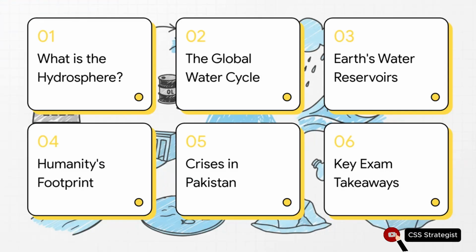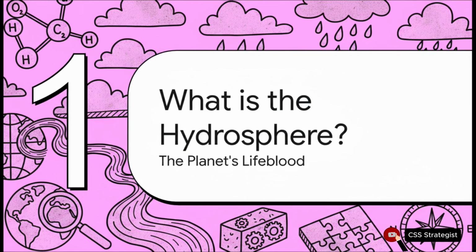So here's our game plan. We'll start with the fundamentals, right? What the hydrosphere even is and the water cycle that keeps it all moving. Then we'll shift gears into some critical analysis, looking at humanity's footprint and, really importantly, how these big global issues create specific, urgent crises right here in Pakistan. And we'll wrap it all up with the key takeaways you're going to want to have locked in for exam day.